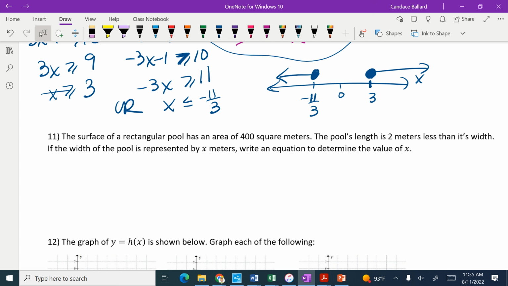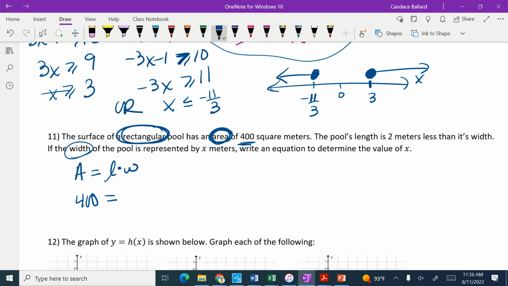Okay, good news is we only have to write an equation. We don't need to solve anything. Okay. What does area mean of a rectangle? What's that? I know you know it. Length times width, right? Okay. And it says the area equals this. So I know that my area is 400 and I got to figure out my length and my width. Okay. It says that the width is x.